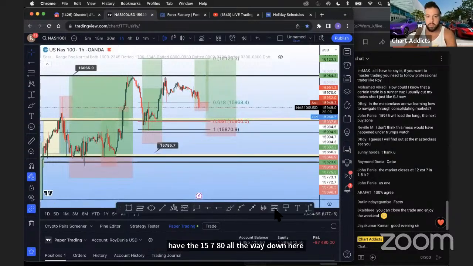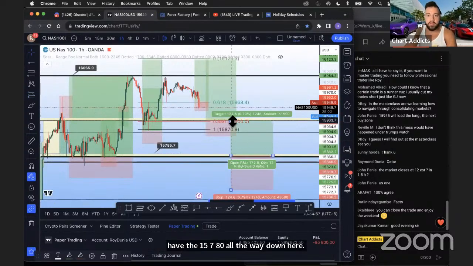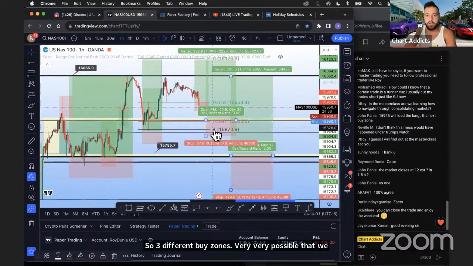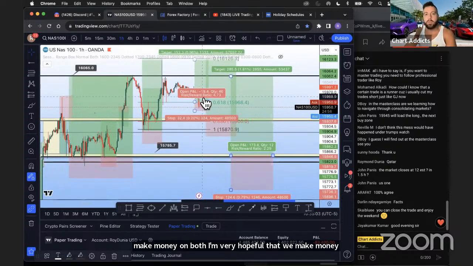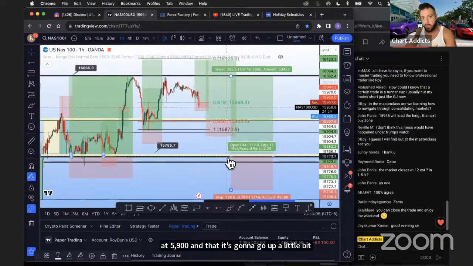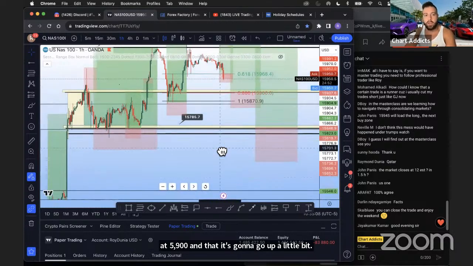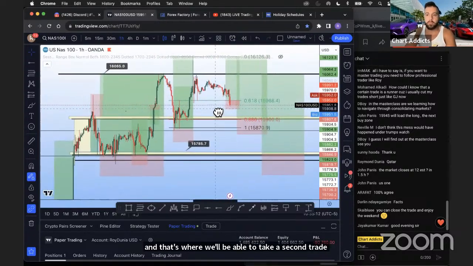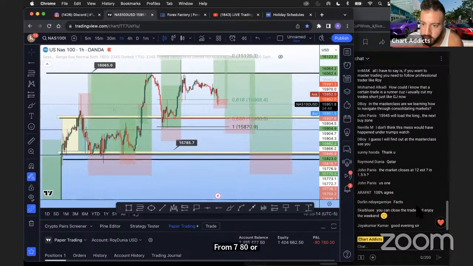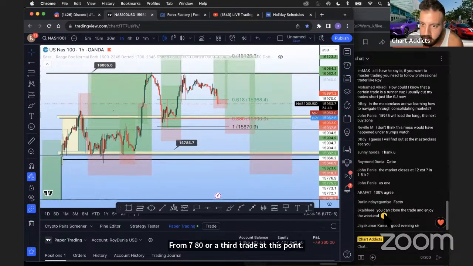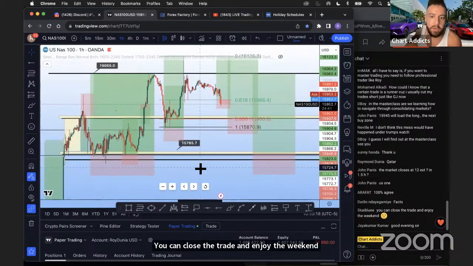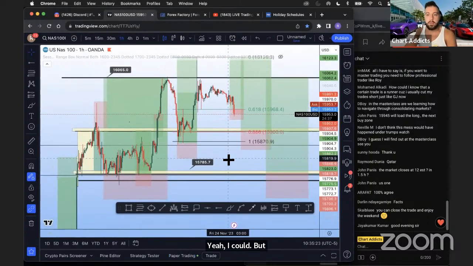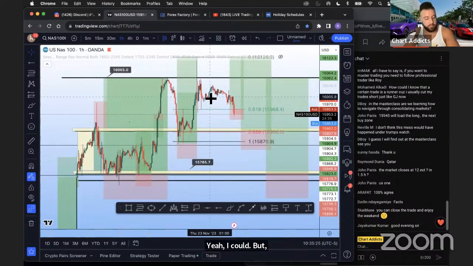So three different buy zones. Very, very possible that we make money on both. I'm very hopeful that we make money at 15,900 and that it's going to go up a little bit. We'll make profits, and then it'll come and break through. And that's where we'll be able to take a second trade from 780, or a third trade at this point. You can close the trade and enjoy the weekend. Yeah, I could, but it hasn't hit stop loss.